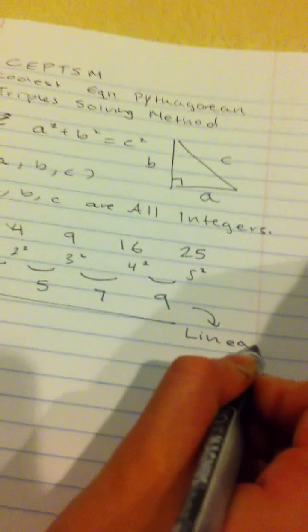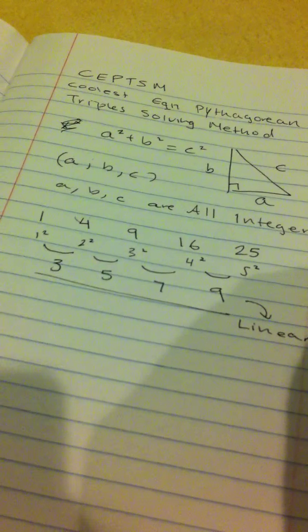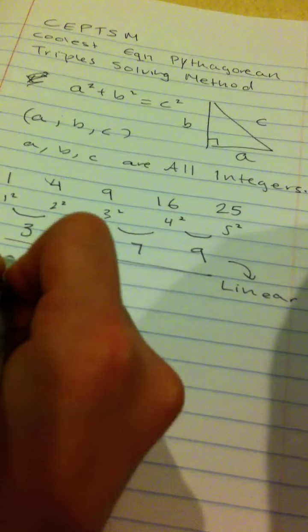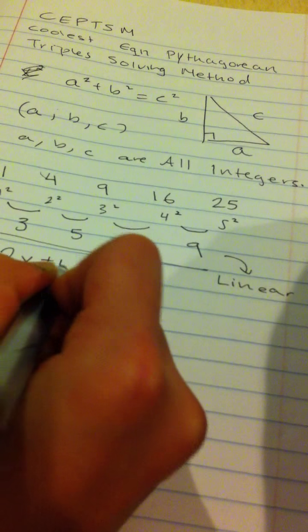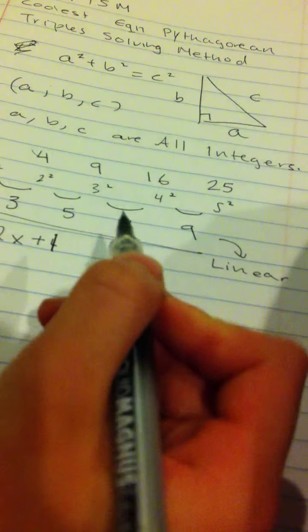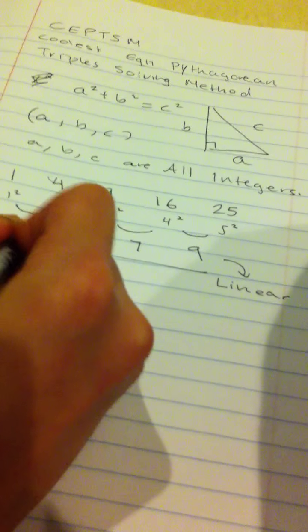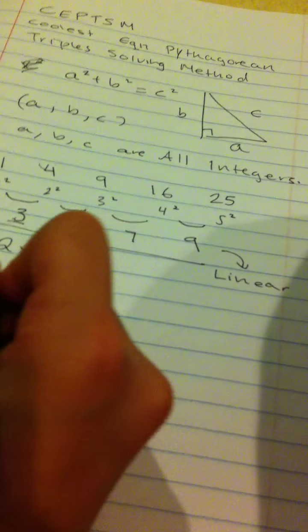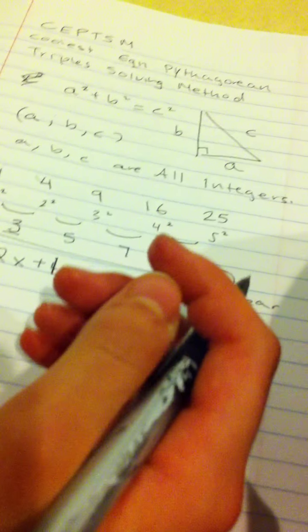So for CEPTSM, what you're going to do is change this. This is a linear equation. It's clearly linear. And the equation for it is 2x plus 1, if 3 is the first term. So, how does this relate to Pythagorean triples, you may ask?